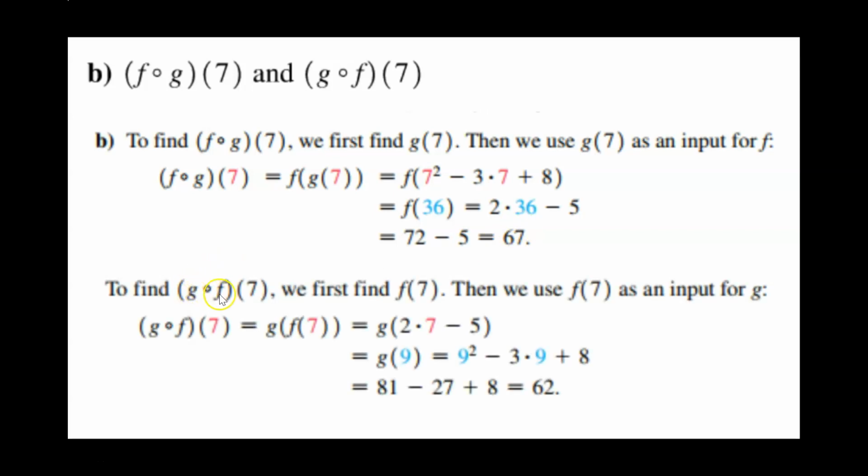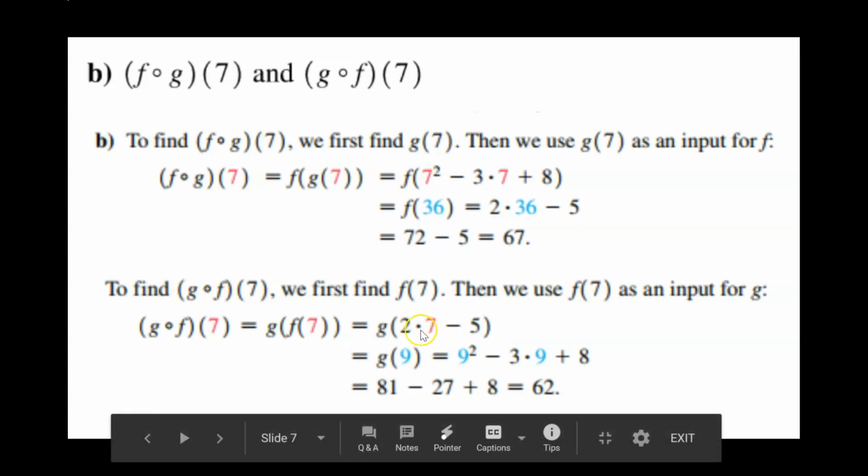G of F for this one here, again, we're going to plug in the 7 for G and just get what the number should be. So 2 times 7 is 14, minus 5 gives us 9. So 9 is going to be a lot easier to plug into this whole equation instead of the whole function 2x minus 5 for this particular one. So we plugged in 9 here, we got our answer. We got 62 to be the second part of B.